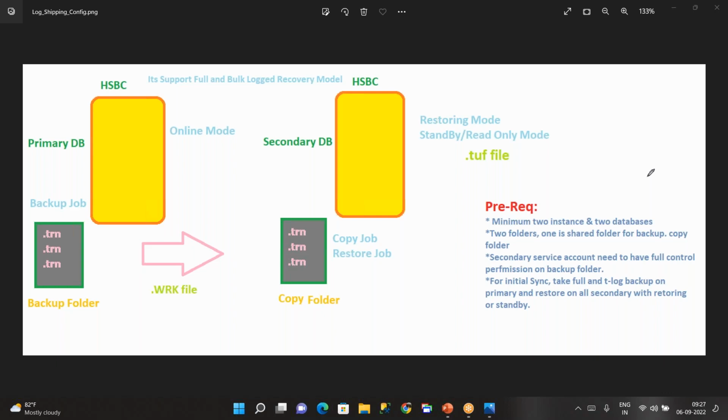Sir, you know about the prerequisites to install the SQL Server. We discussed a lot of prerequisites. Like that, for log shipping, for mirroring, for cluster, for replication, for Always On, there are prerequisites. Prerequisites means you need to follow certain things to make your configuration easier.